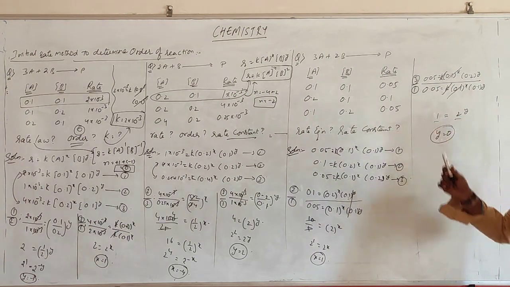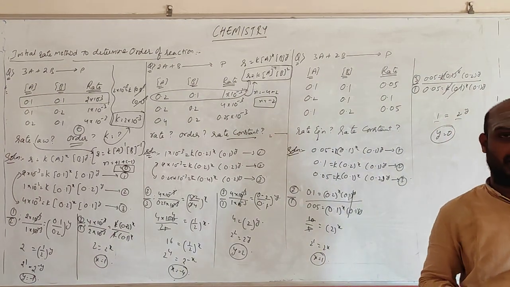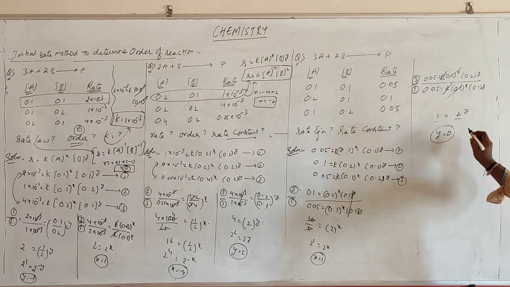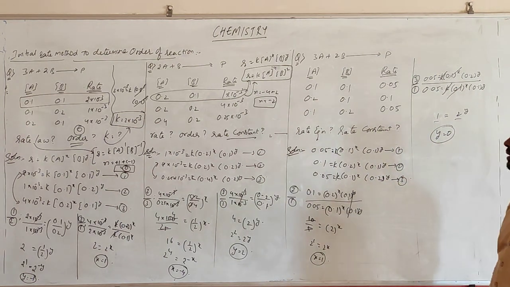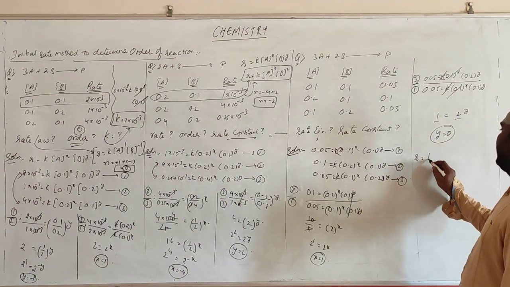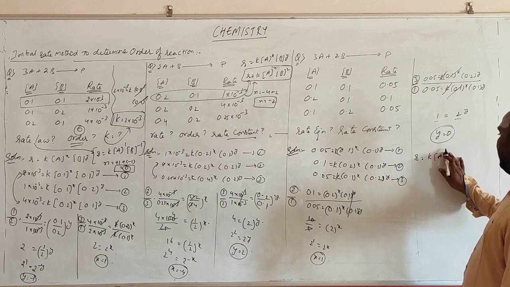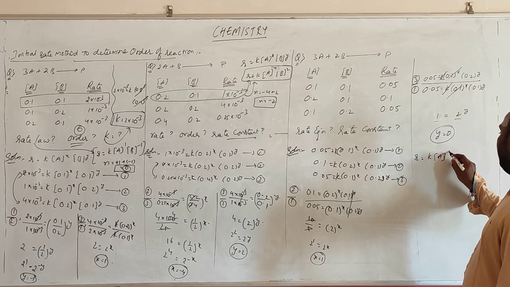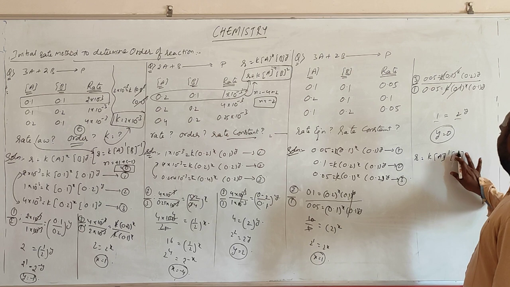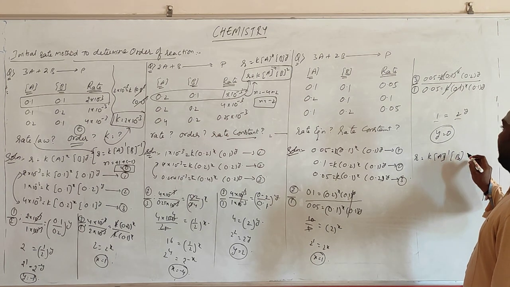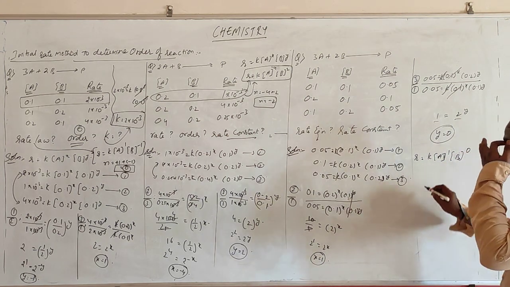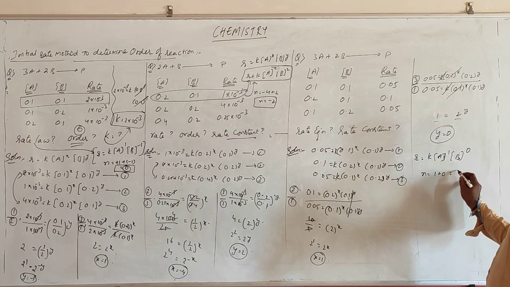If the bases are common, we can equate the powers. But here the bases are not common: here it is 2, here it is 1. So this is the equation. The rate will be equal to k times A to the power x. What is A to the power x? The x value is 1, and B to the power y is B to the power 0. So the order is equal to 1 plus 0, which is 1.